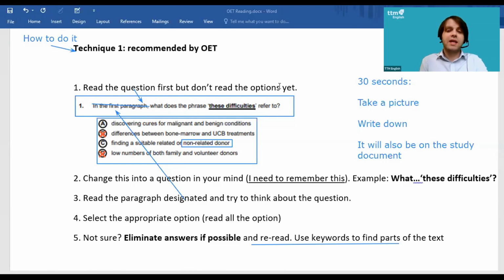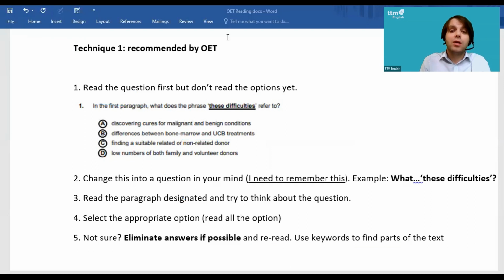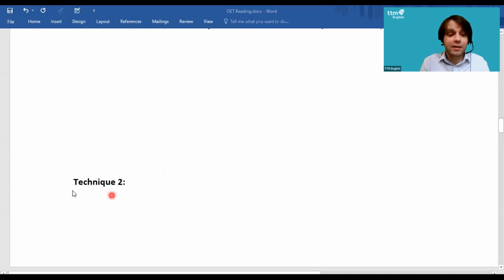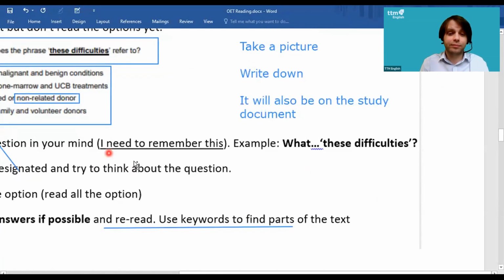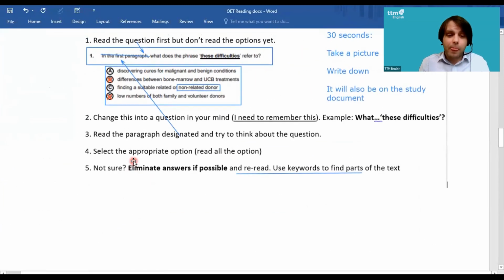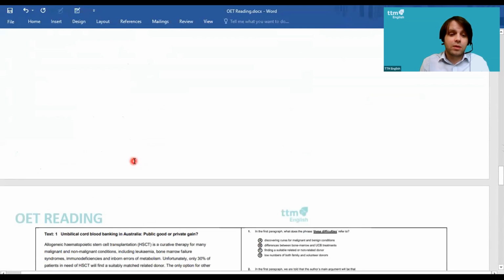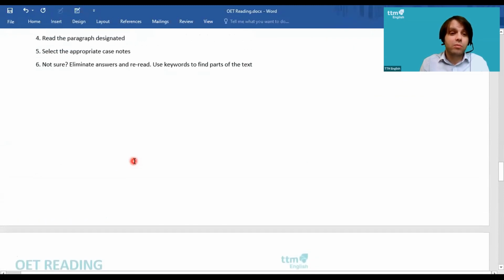Okay, so that was 1 minute. We're going to move on. Now, there is a second technique, but I'm not going to talk about that yet. We'll talk about that later. You will see why. It will become very, very clear. So we're going to now do some reading.